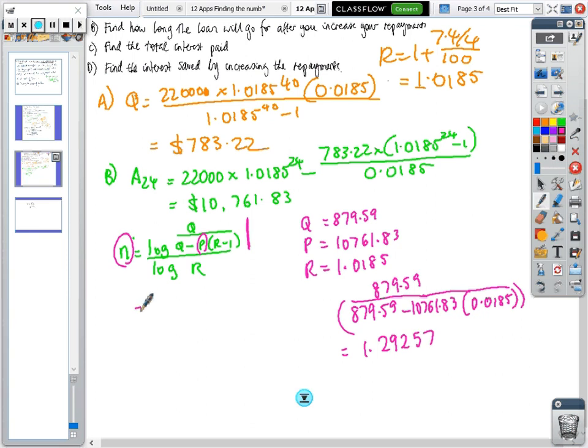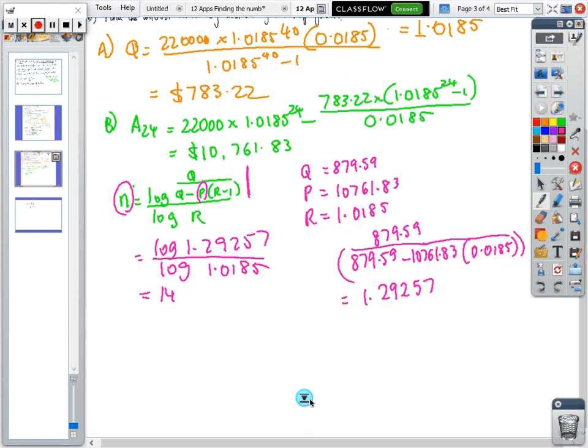1.29257, probably more on your calculators. So the answer is log of 1.29257 divided by log of R, which is 1.0185. And when I did that on my calculator, you get 14. So how long did the loan go for? Length is the new 14, but we had 24 to get there. So we've got 38.